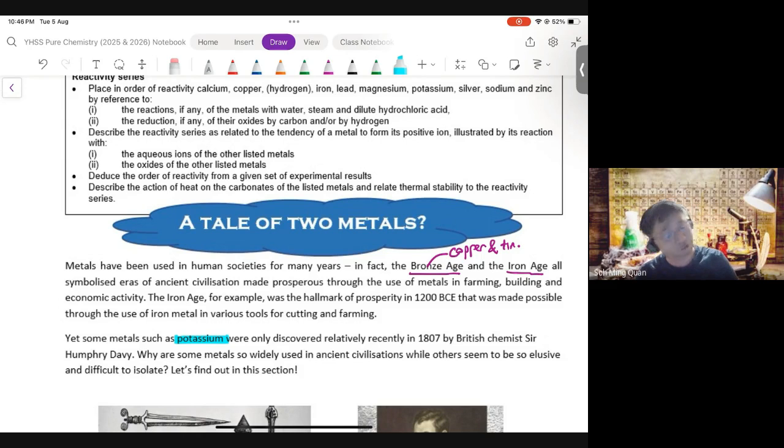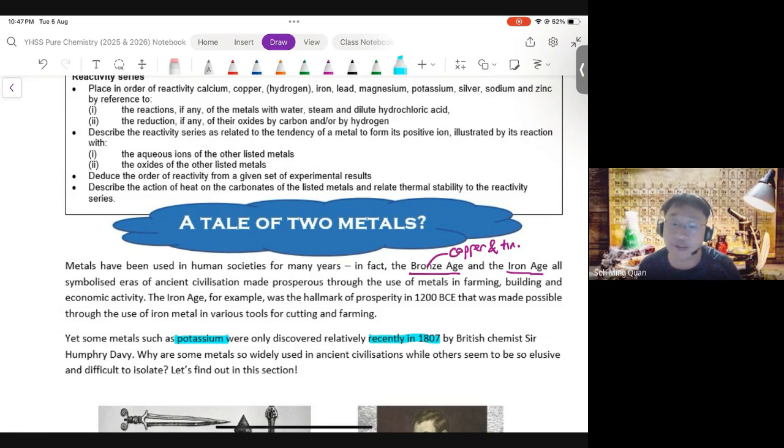Potassium was discovered recently, you know. Of course, it sounds like a long time ago, 1807. 1807 is about 200 odd years ago. That's quite recent. Considering the Bronze Age, you're talking about 2000 years ago. So comparing potassium and bronze, why is potassium discovered so recently, whereas bronze, which is an alloy of copper and tin, was made so long ago? It has to do with their reactivity.